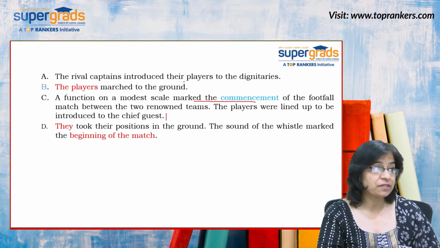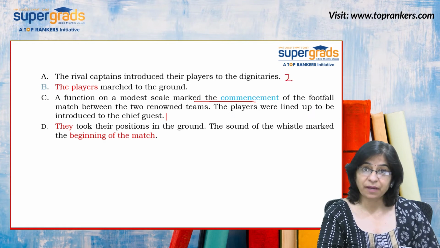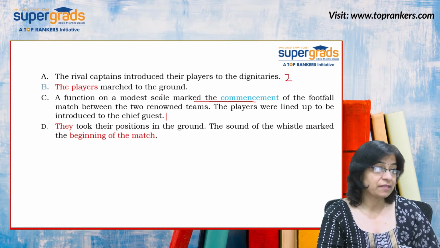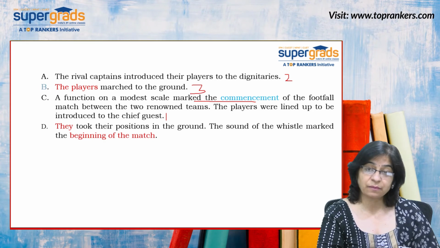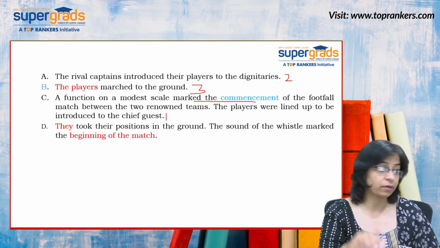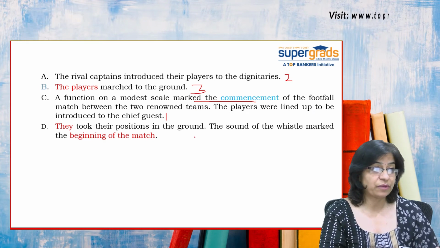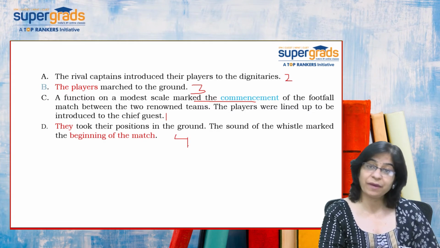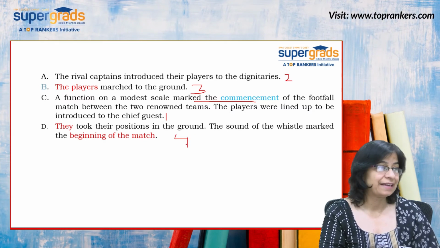The rival captains introduce their players to the dignitaries, becomes sentence number two. Then the players march to the ground, sentence number three. See, it's all happening in an order. They took their positions in the ground and the sound of the whistle marked the beginning of the match. Conclusive statement, right? The next one.